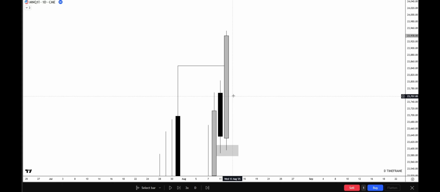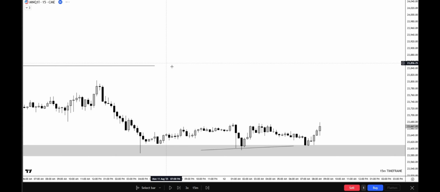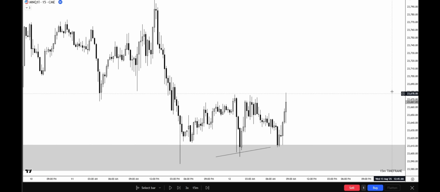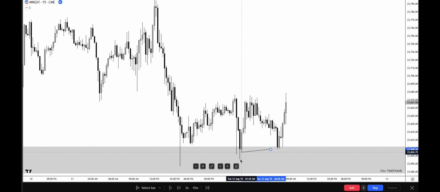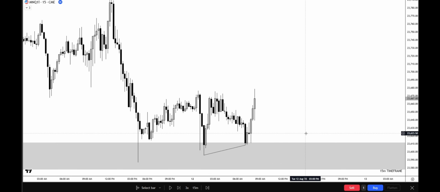I can anticipate price to go towards these highs if I drop down to 15. So it is completely understandable. Okay, what do we have is, let me just play.